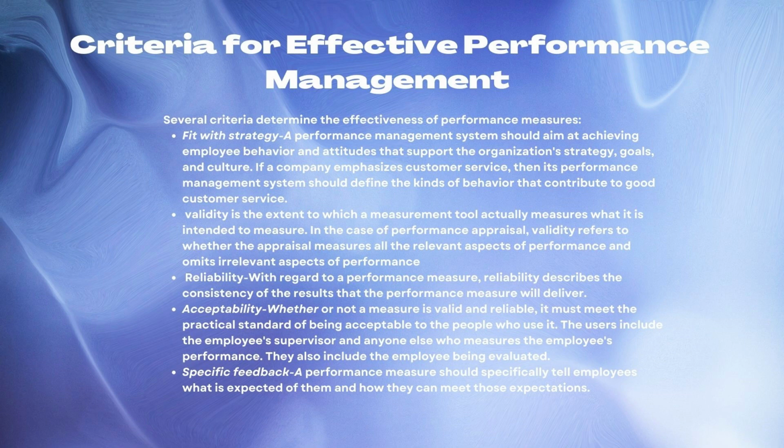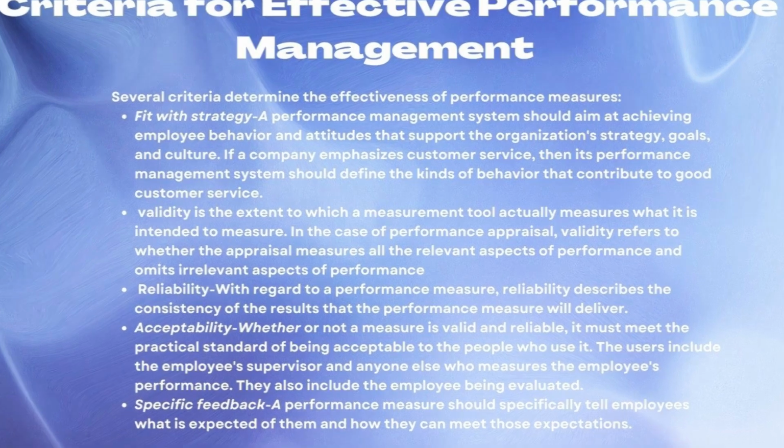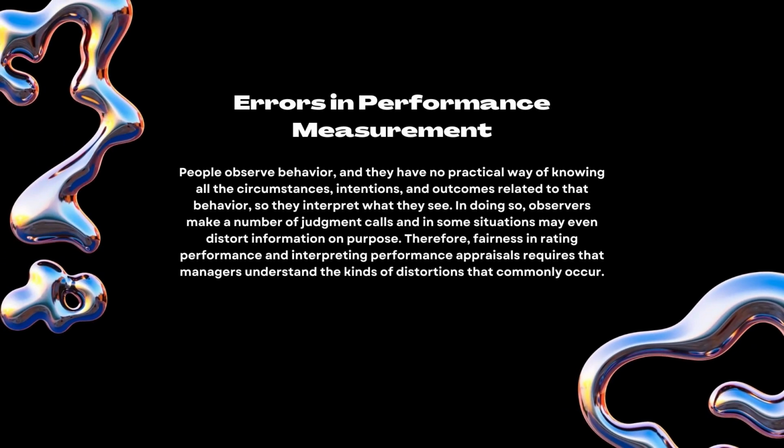5. Specific feedback. A performance measure should specifically tell employees what is expected of them and how they can meet those expectations. Errors in the performance measurements. People observe behavior and they have no practical way of knowing all the circumstances, intentions, and outcomes related to that behavior, so they interpret what they see.